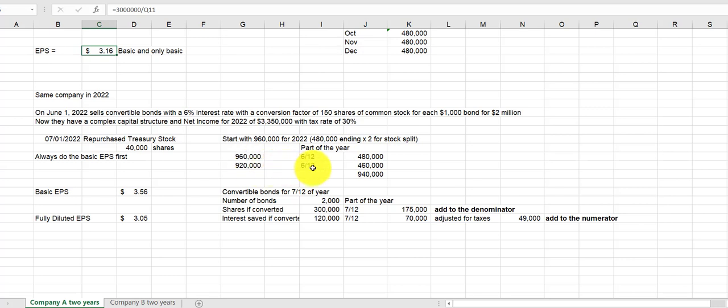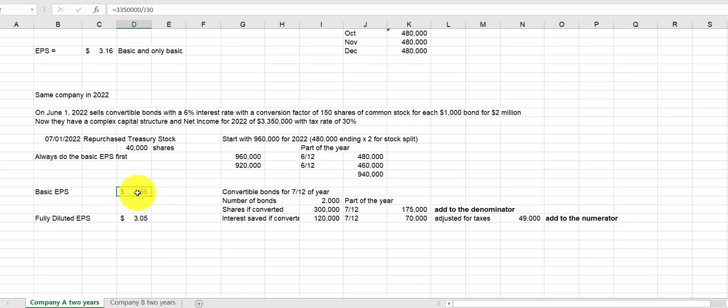And that would be for the last 6 months of the year. So 6/12 both times. Multiply that, add it up, and our weighted average shares outstanding for basic is 940,000 shares. We take our new net income of $3,350,000. We divide it by the 940, and we have our basic earnings per share, just like we did in year one.